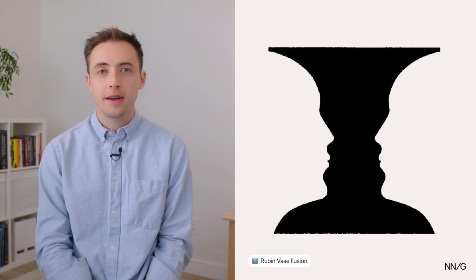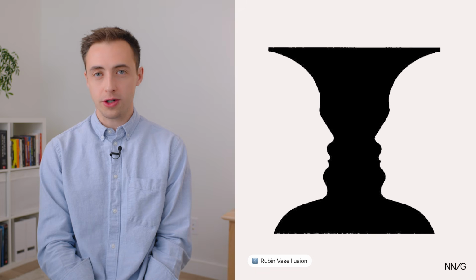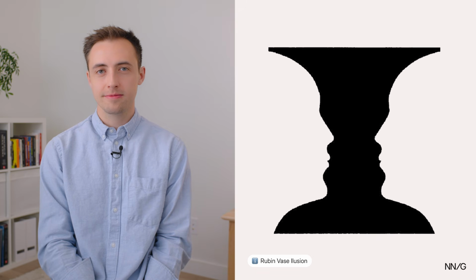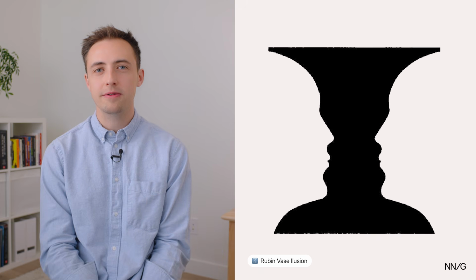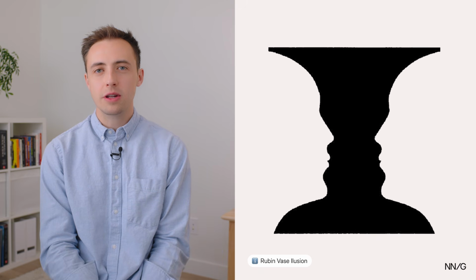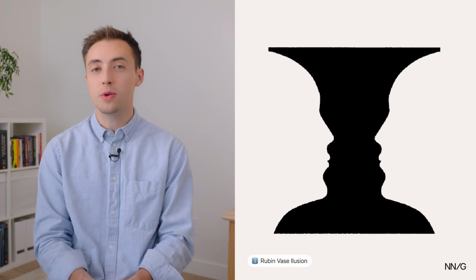For some reason, there are like 1,000 infographics out there describing a bunch of Gestalt principles, and the image everyone chooses for explaining figure ground is this. It's called the Rubin vase illusion. Have you seen it before? Honestly, it's a terrible example of figure ground for designers because it literally shows you what not to do.